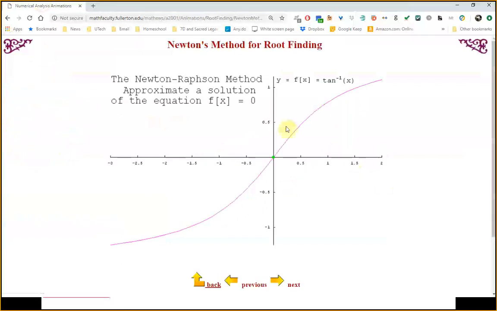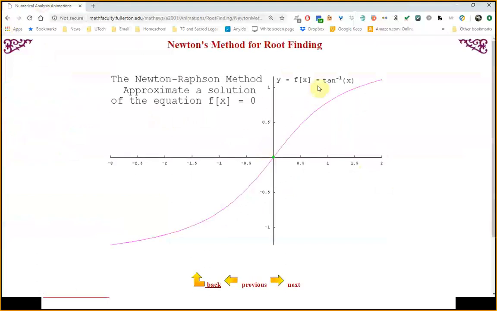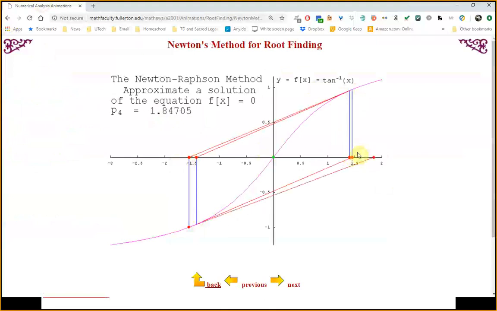This case, first case, read it right here. 1.35. I'm going to converge. Okay? Same case, same function, I'm going to start at 1.4. Look what happens. See what's happening? It's divergent. It's divergent.